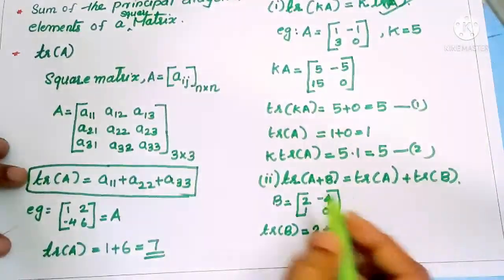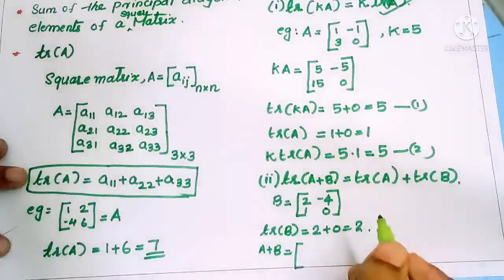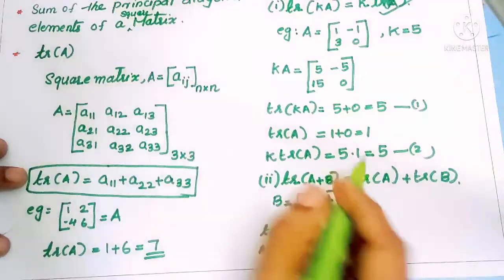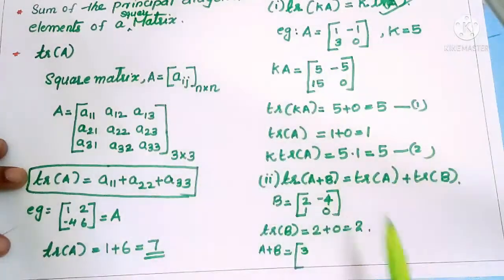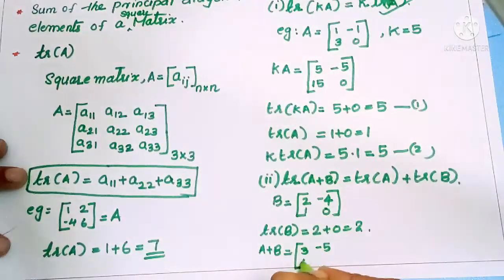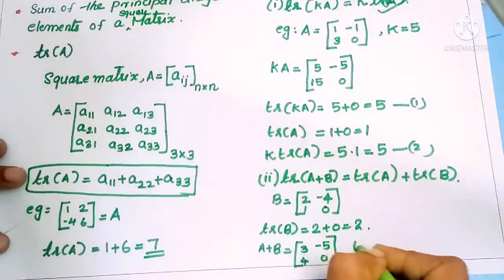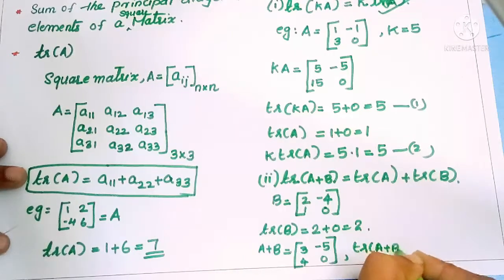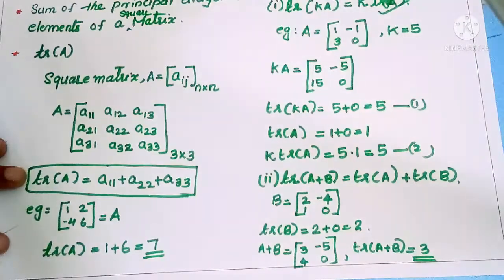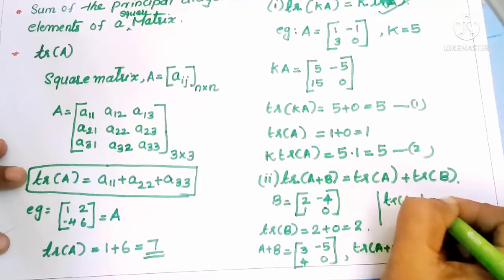Then find A plus B. Matrix A plus B: add the corresponding elements. 1 plus 2 becomes 3. Minus 1 plus minus 4 becomes minus 5. 3 plus 1 becomes 4. 0 plus 0 becomes 0. Then find trace of A plus B. It should be equal to 3. Okay. Also find trace of A plus trace of B.